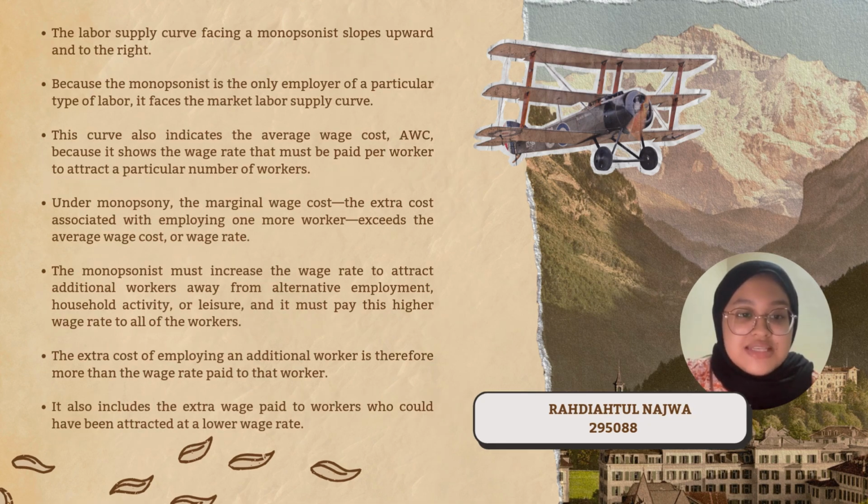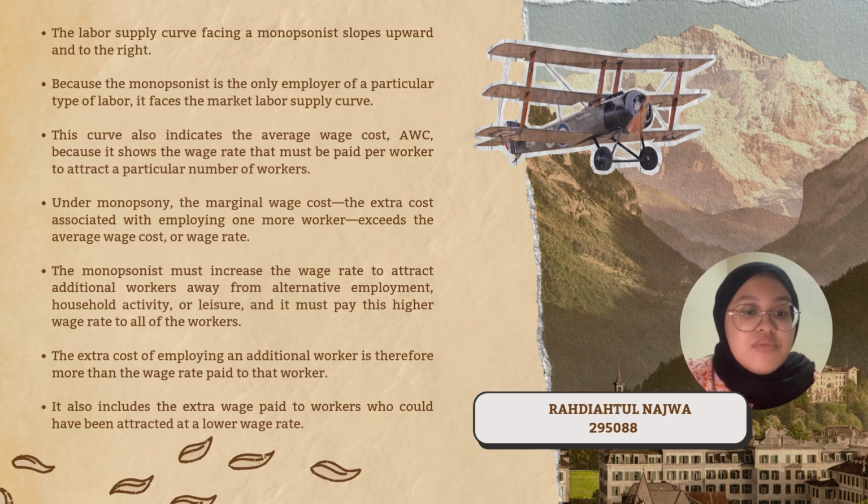The labor curve facing a monopsony slopes outward and to the right. Because the monopsony is the only employer of a particular type of labor, it faces the market labor supply curve. This curve also indicates the average wage cost (AWC) because it shows the wage rate that must be paid per worker to attract a particular number of workers.